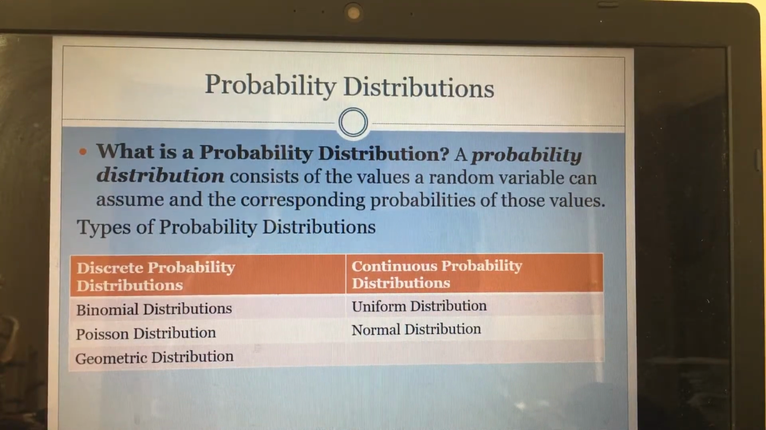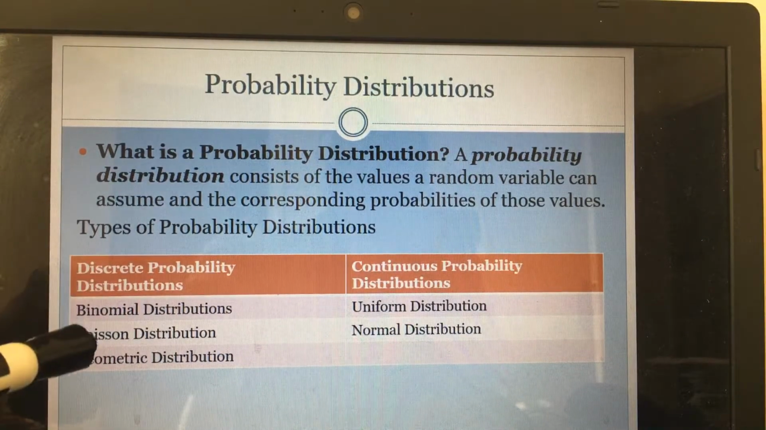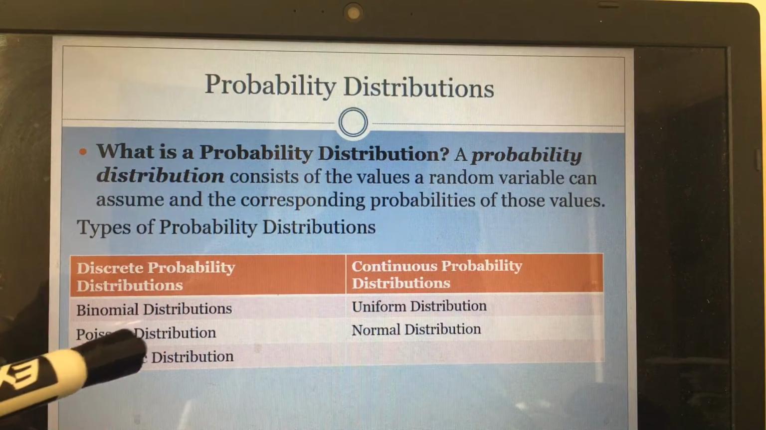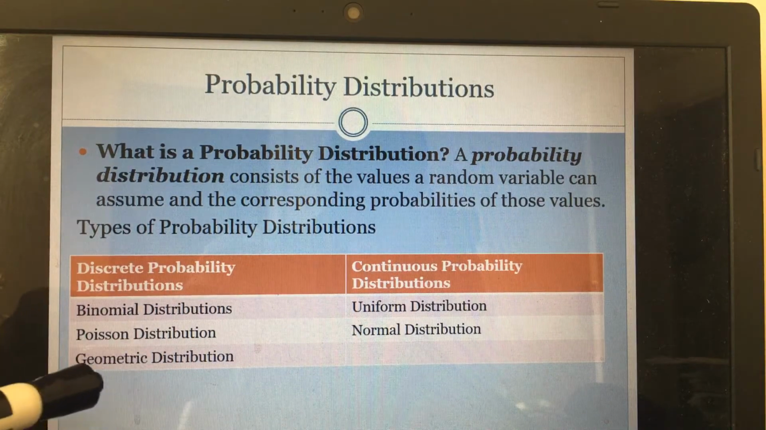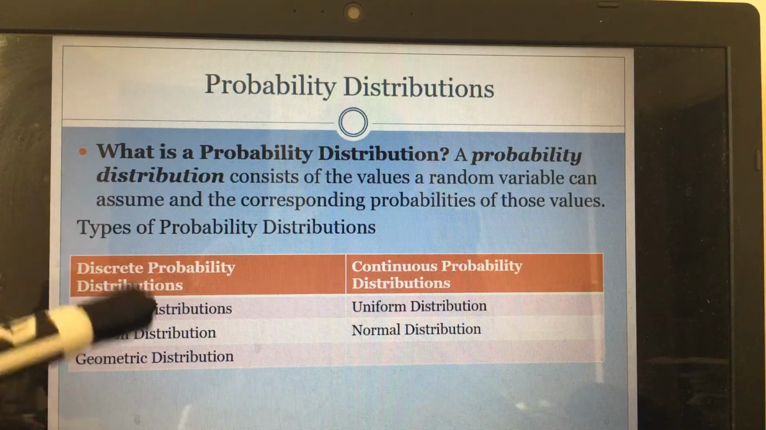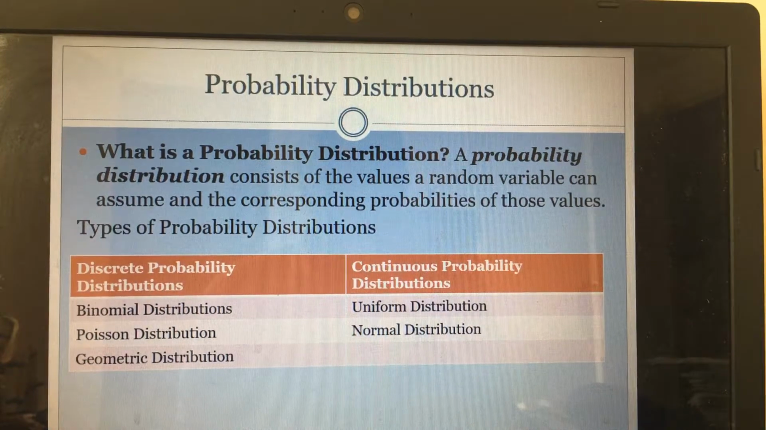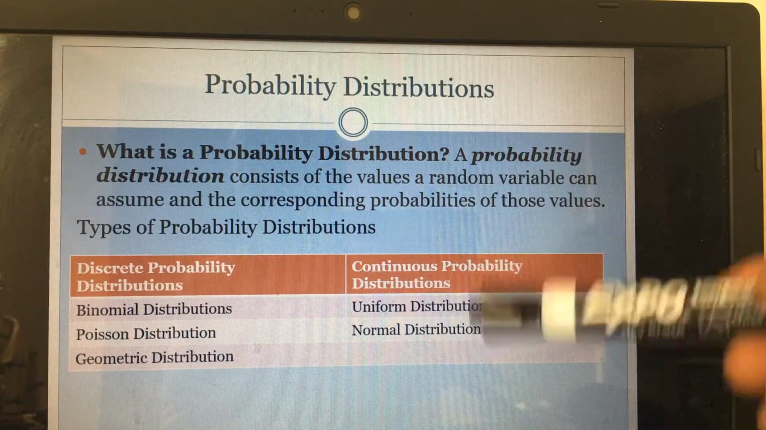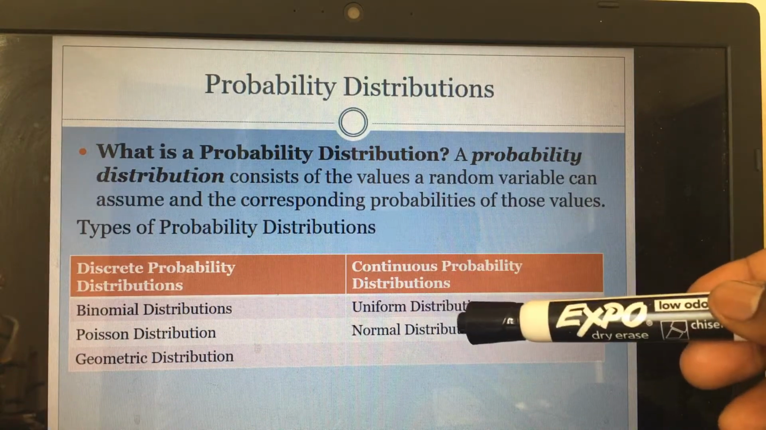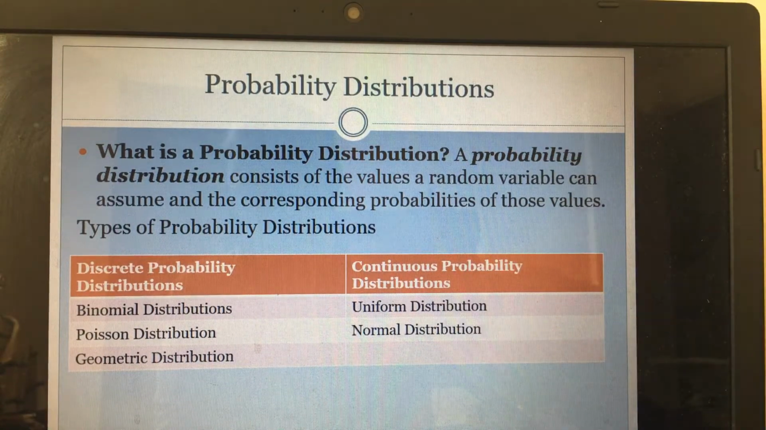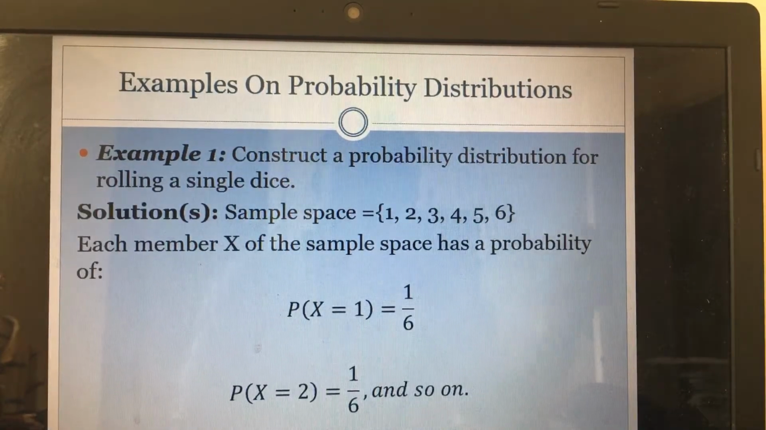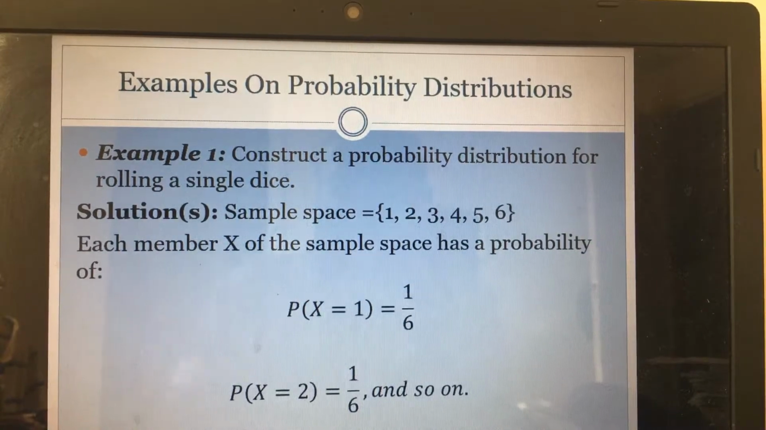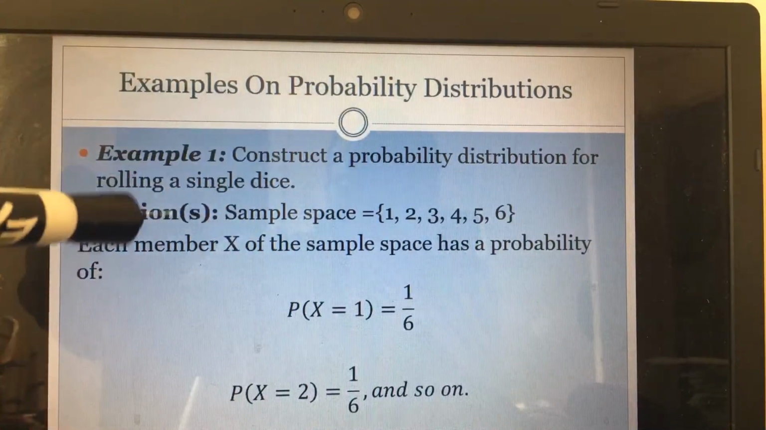Okay? So now look at the types that we have. We have the discrete type, which includes the binomial distribution, Poisson, and geometric. There are many of them, but I just put 3 here. Now for the continuous, we have only 2, but there are others, but I put 2 here: uniform distribution and the normal distribution. Okay.